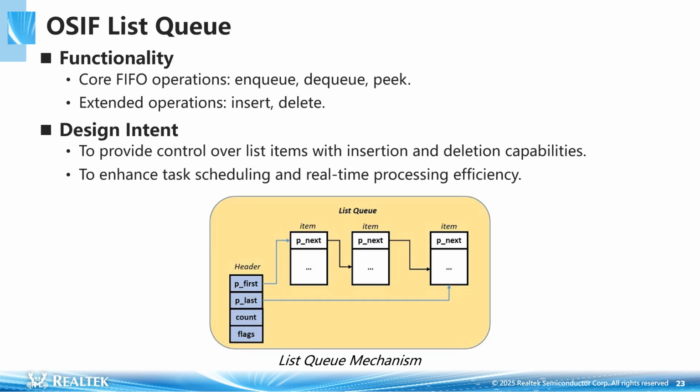Okay, let's come to the last module, List Queue. As a queue structure, it implements basic first-in first-out (FIFO) operations, including in-queue, dequeue, and peek. Additionally, List Queue provides extended operations such as inserting and deleting elements at any position in the queue. List Queue enhances task scheduling and improves the efficiency of real-time processing.